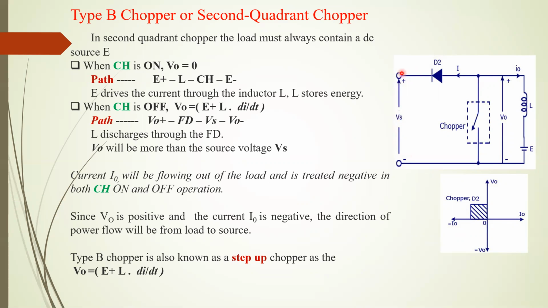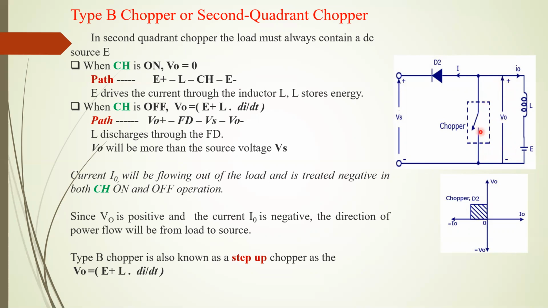the source voltage is not applied to the circuit as the diode is reverse biased. So there is an open circuit, and thus the source voltage is not applied to the circuit. And then E drives the current through the inductor, and during this period the L gets charged and starts storing the energy, and the current flows through this path. So this is the circuit where the I0 current flows. The path is E plus to L, L to chopper, chopper to E minus.